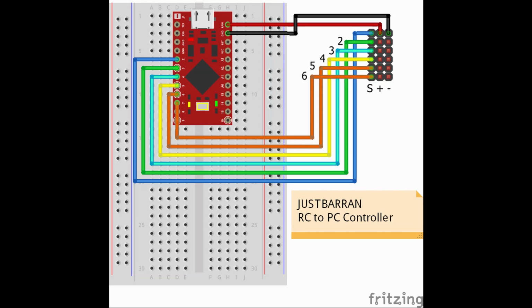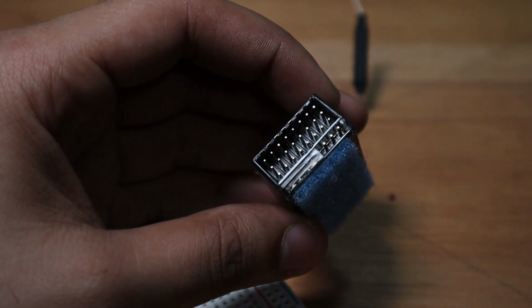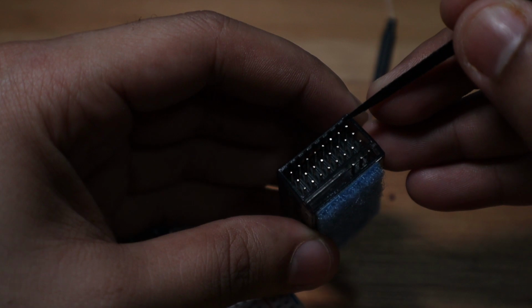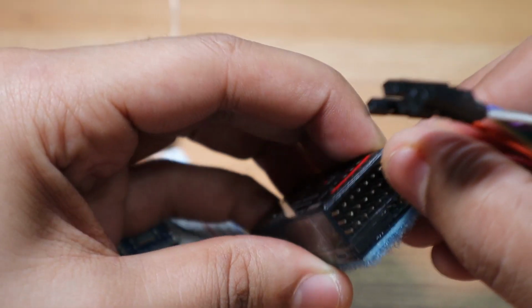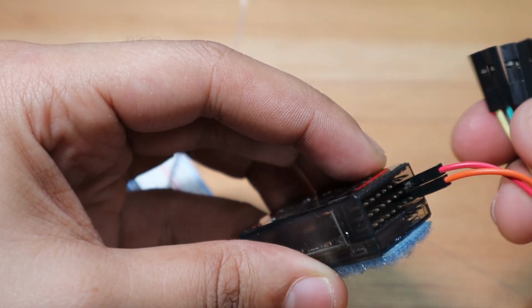I connected the receiver to the Pro Micro like in the diagram. The receiver has a row of pins for signal, power, and ground. The pin next to the notch is the signal pin, which we would connect to the GPIO on the Arduino. The center pin is for power, and the remaining pin is ground. This is repeated for each channel.